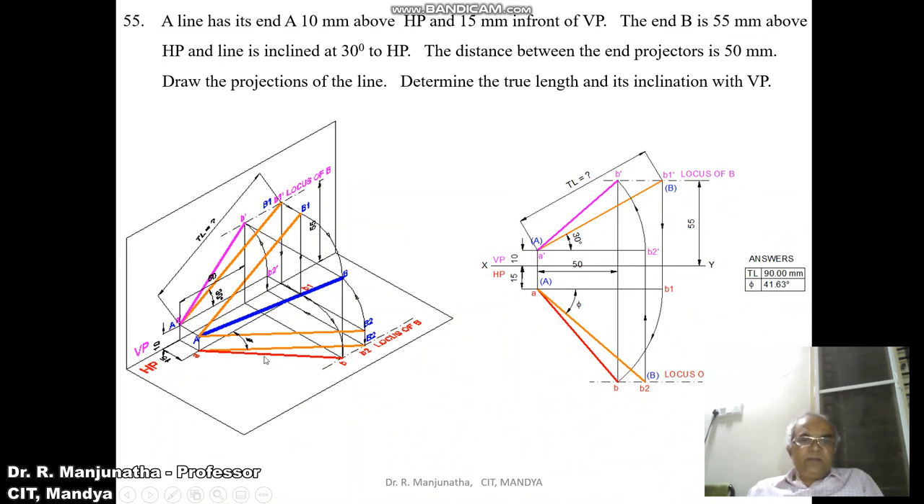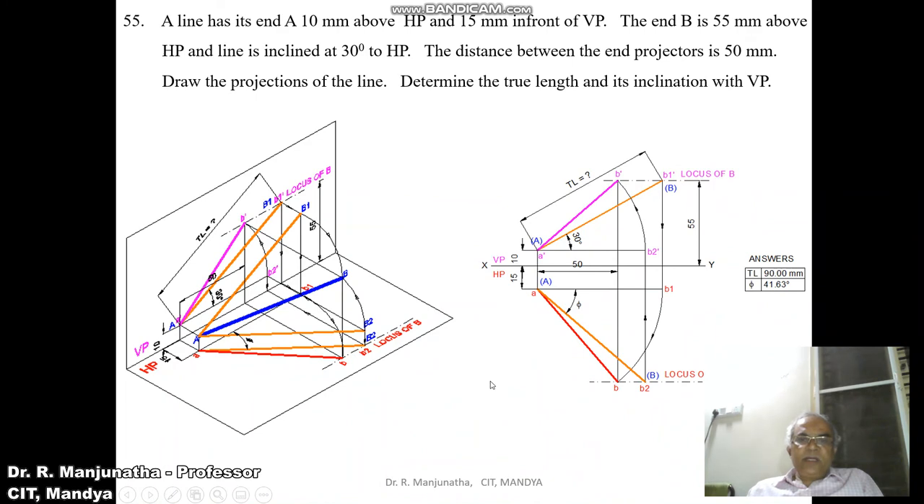So this is the line which gives the true inclination with respect to VP, which is fine. So when you are rotating this with respect to A and make AB2 parallel to HP, the image will be rotated from here to here. So this is how you will be able to analyze this problem in 3 dimensions.